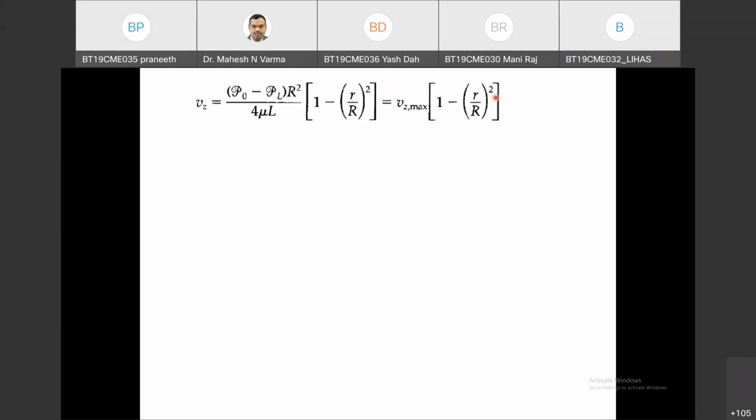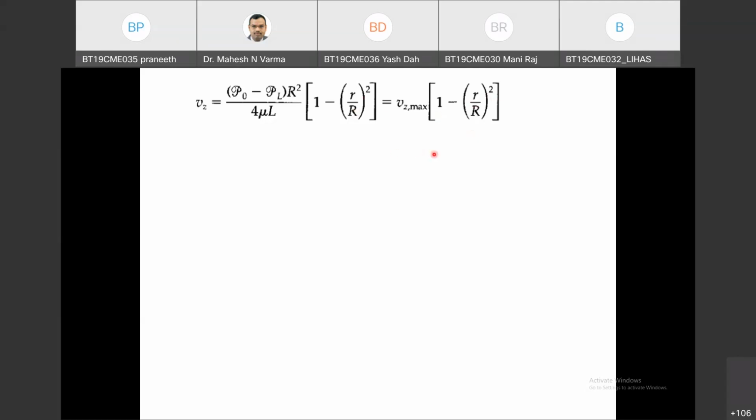If this velocity profile is not given, you need to first solve this problem to get it. Here you cannot assume a constant velocity profile with r, because velocity will change with r. For laminar flow, we will have a parabolic velocity profile. If you assume constant velocity with respect to r, it will be plug flow. That will not be the case. So this will be the actual velocity profile.